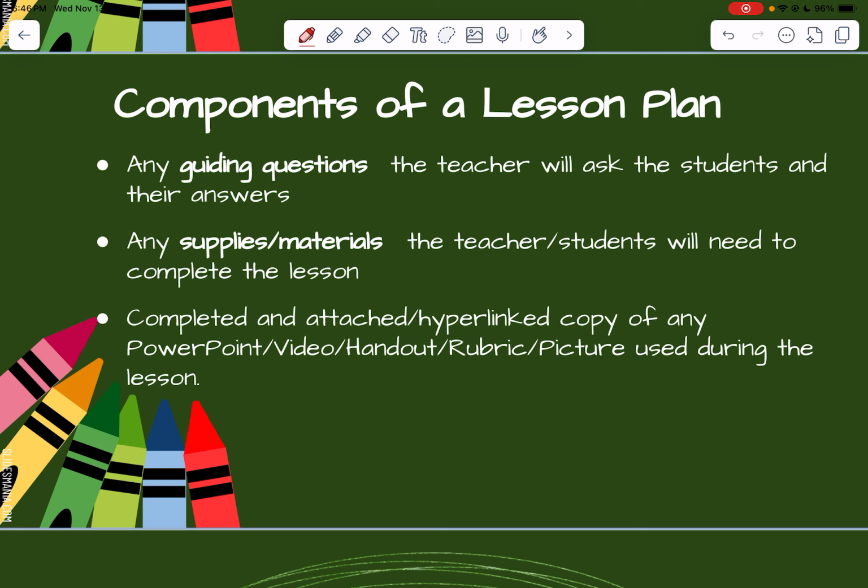And it's also important to have a completed and attached hyperlinked copy of any PowerPoint, video, handout, rubric, picture used during the lesson. That way, when you open that single document, everything is right there. So even though it might not be physically there, you can click that hyperlink and it will take you right to it instead of having to dig around in your files looking for it.